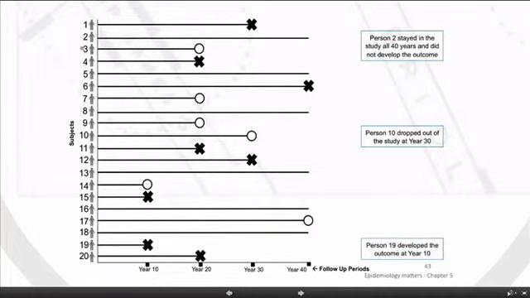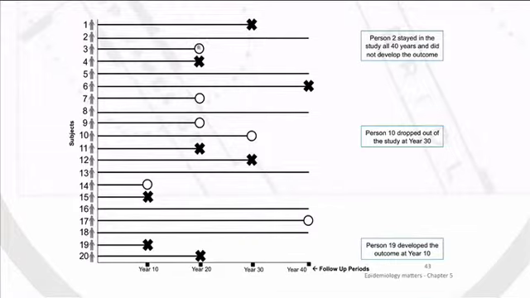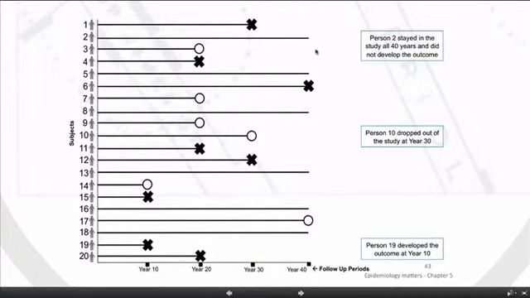I'll just go through a few more. Person three was lost at year 20. We don't know what happened to them. We don't want to make assumptions that they remained at risk and didn't get our outcome between years 20 and 40 when we can't track them anymore. So we'll say that person three only contributed 20 years of at-risk person time.